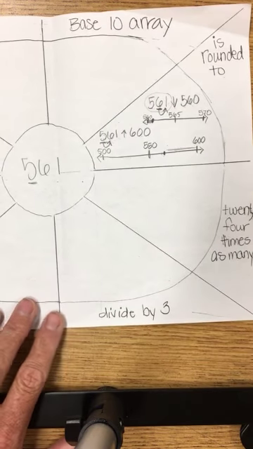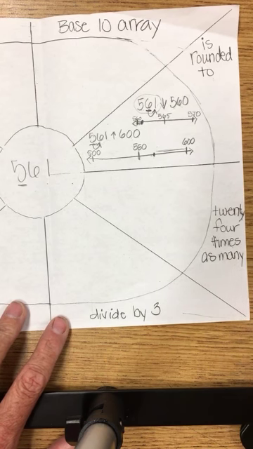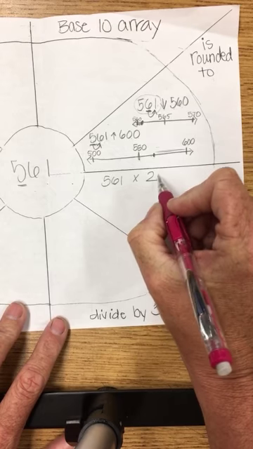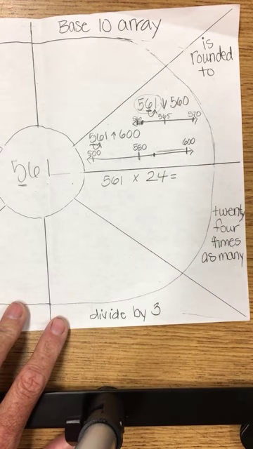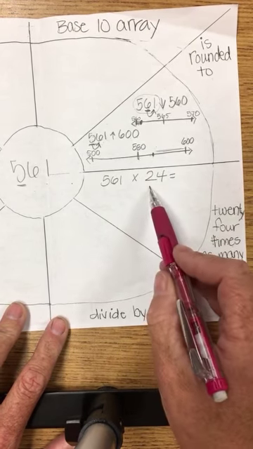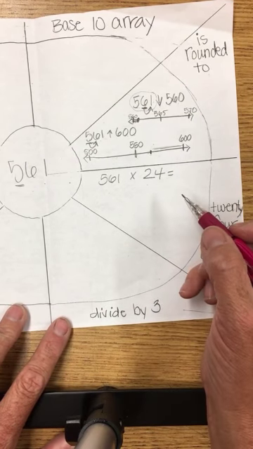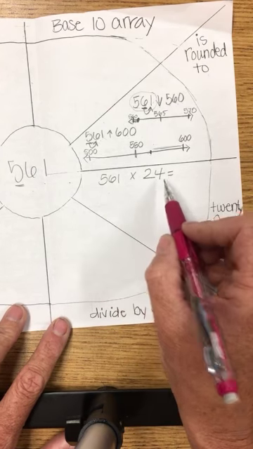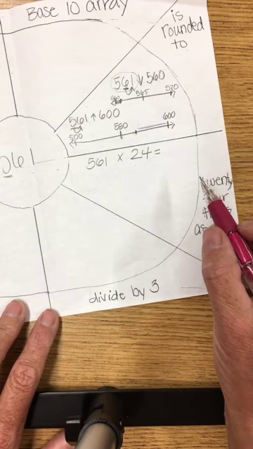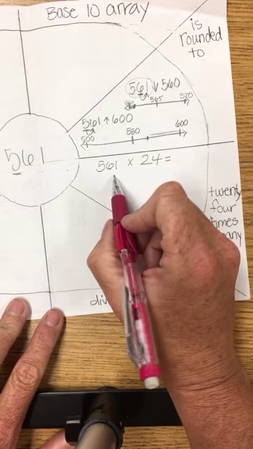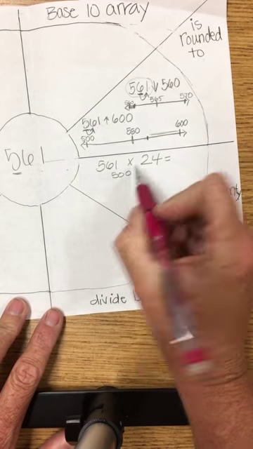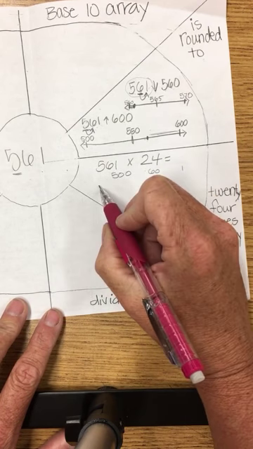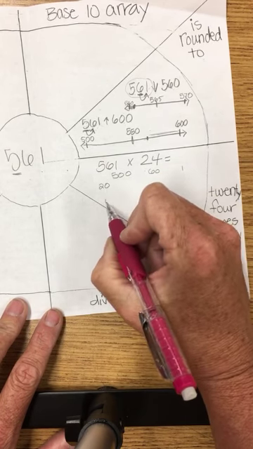Okay, so let's go to 24 times as many. So we have 561 times 24 equals, that's our equation. Well, we know that we're going to box this out and use the area model because it will make it immensely easier for us to figure out what the product is. So I'm going to break up each number into expanded form, 561. I'm going to break up 24, remember that goes on the side, 20 and 4.